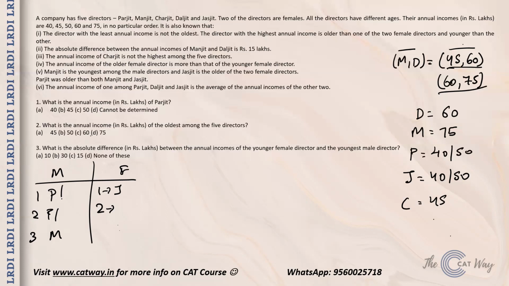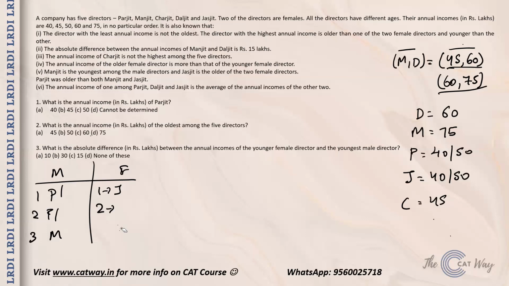The director with the highest annual income, that is M we are talking about, is older than one of the two female directors and younger than the other. So he is going to be older than the second person and younger than J, that is certain. Then the annual income of Charjit is not the highest, done. Then the annual income of the older female is more than that of the younger female.